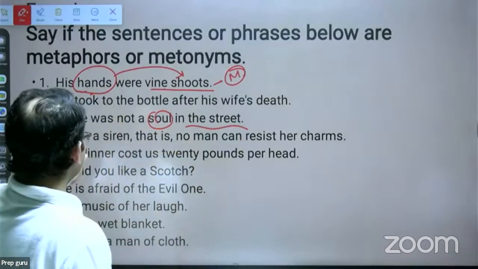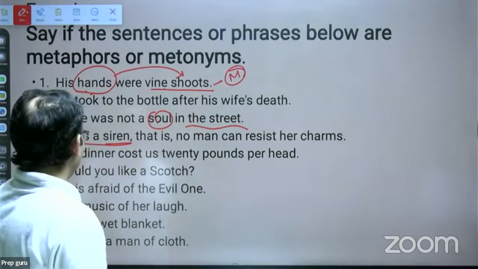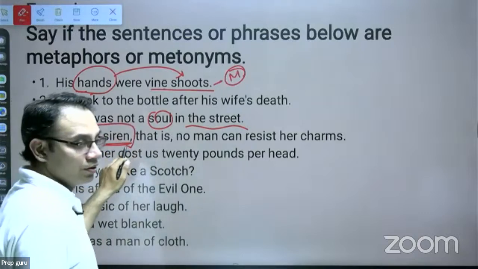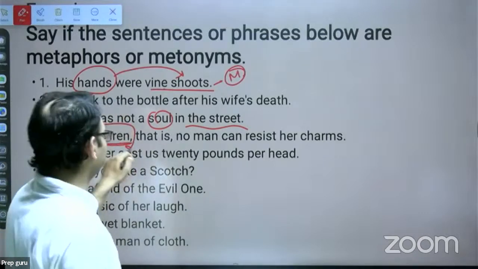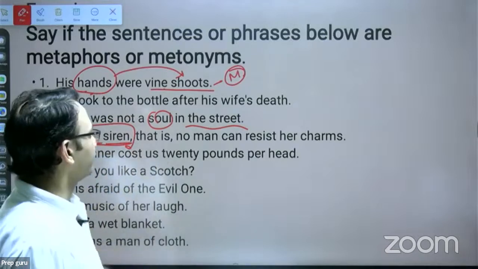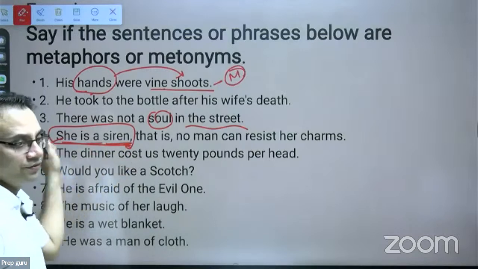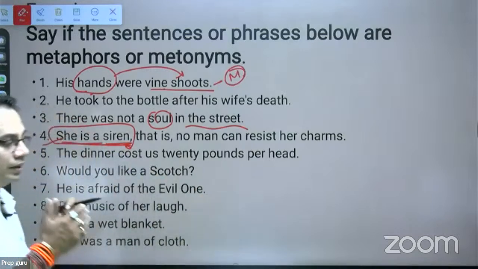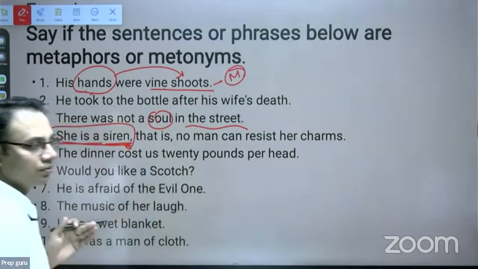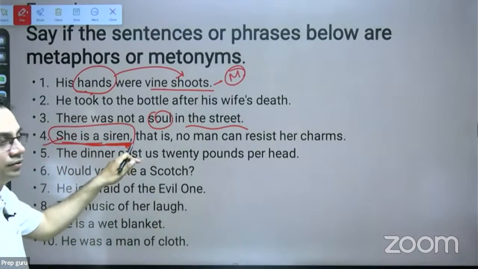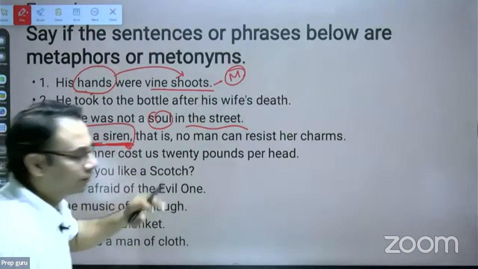No, she is a siren, she is a siren. अब यहां आप कह सकते हो कि this is what, this is direct comparison, this is metaphor. She is a siren, that is no man can resist her charms. She is a siren, life is a dream. सीधे सीधा जो आप किसी एक चीज को दूसरे से सीधे कंपेयर कर दो तो it is what, it is metaphor, right? Yes, very good.